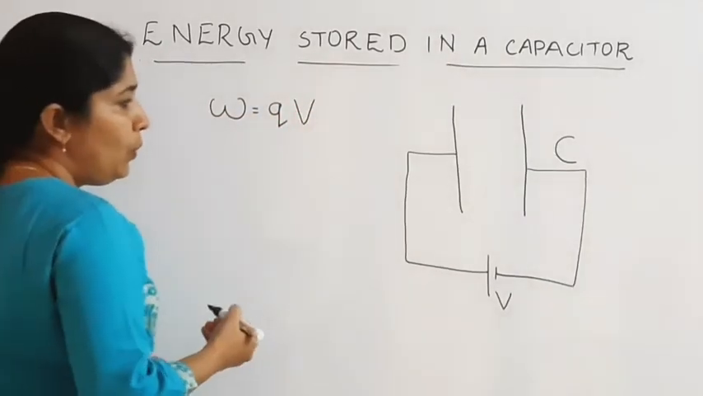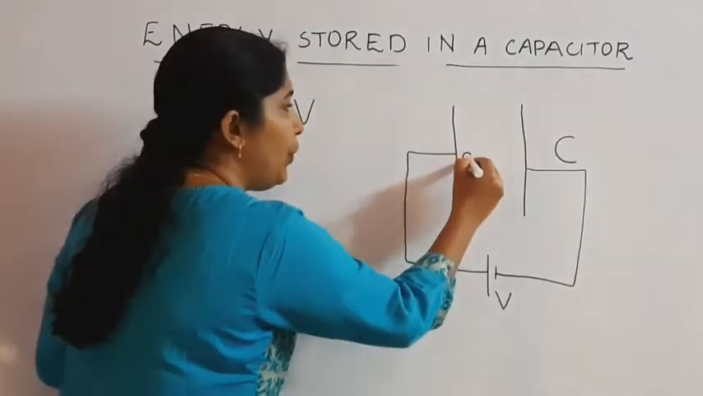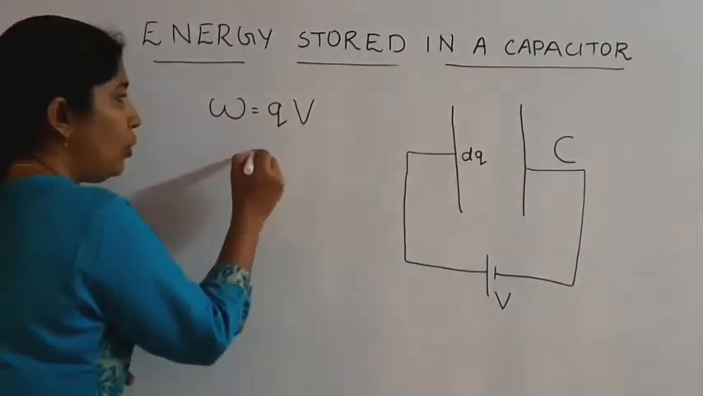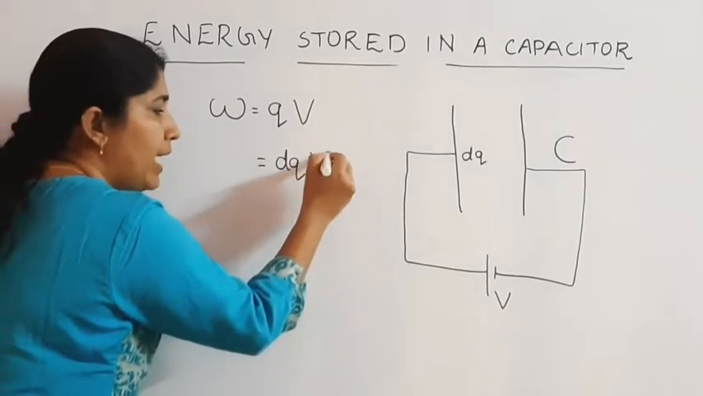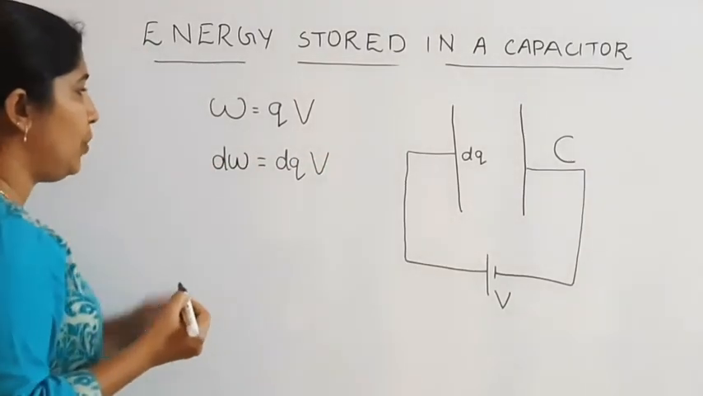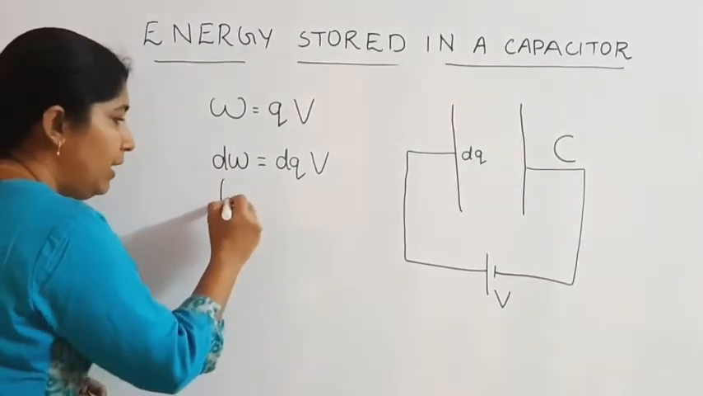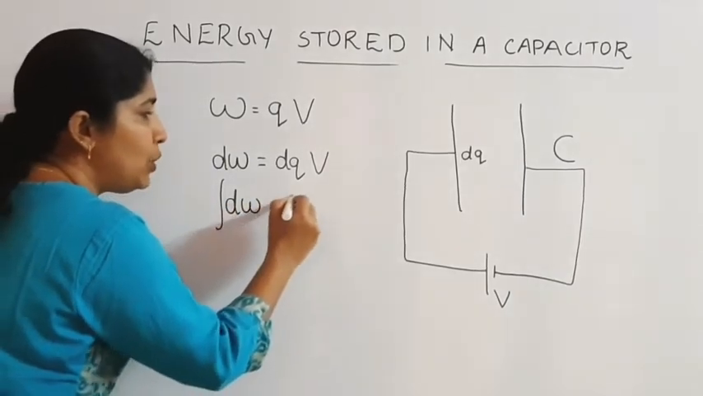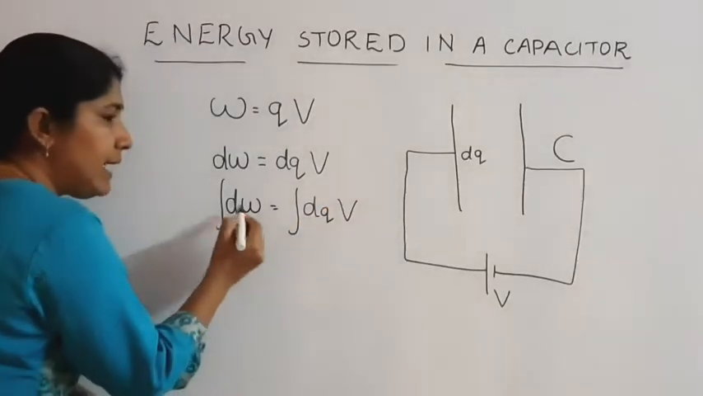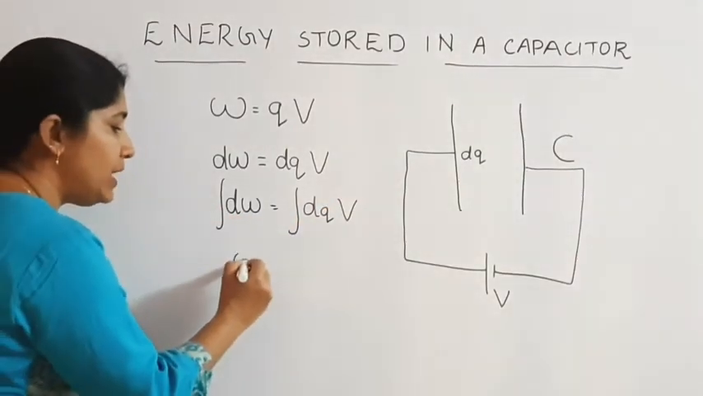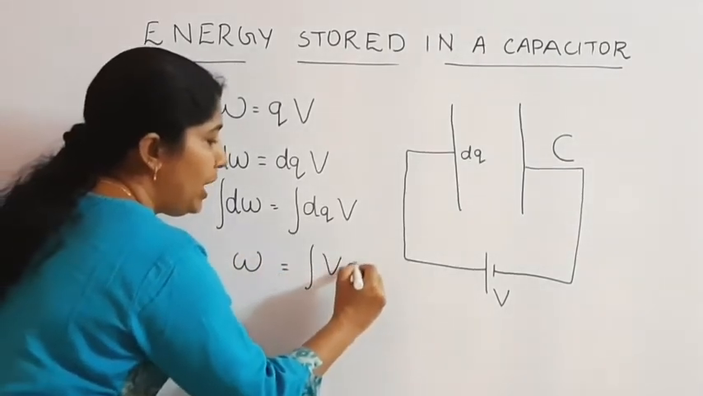Now, to charge this capacitor by a small amount dQ, the work done can be written as dQ into V, and that work done is taken as dW. Then on integrating this work done, we get the total work done. The integral of dW is equal to the integral of dQ into V. The integral of dW is W, that is equal to the integral of V into dQ.